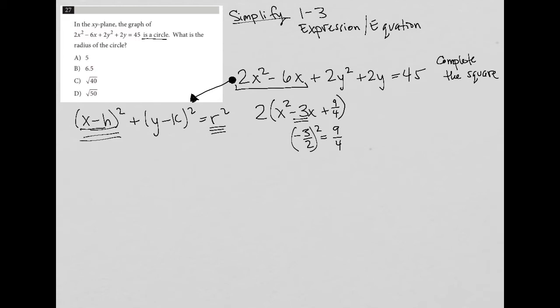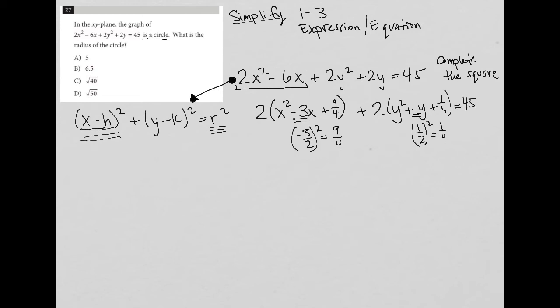I do the exact same thing with my y values. I'm going to pull out my 2 here, which leaves me with y squared plus y. Again, what's half of the number here? Well, there's no number in front of the y, which makes it a 1. So half of that is 1/2. If I square 1/2, I get 1/4. So I'm going to add 1/4 here. And then on this side, I have my 45.